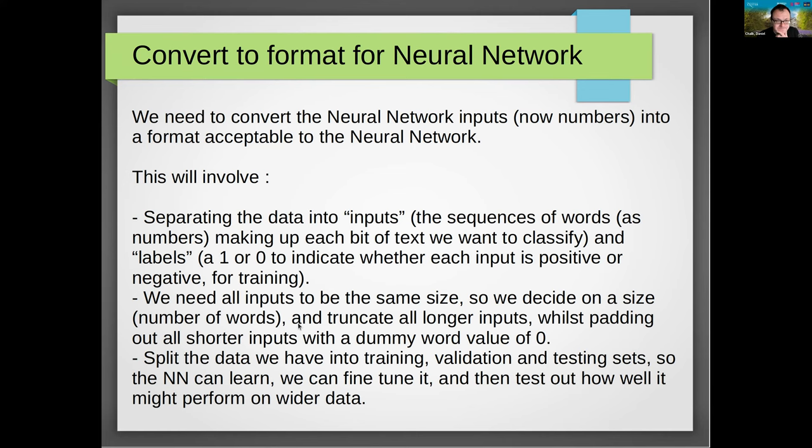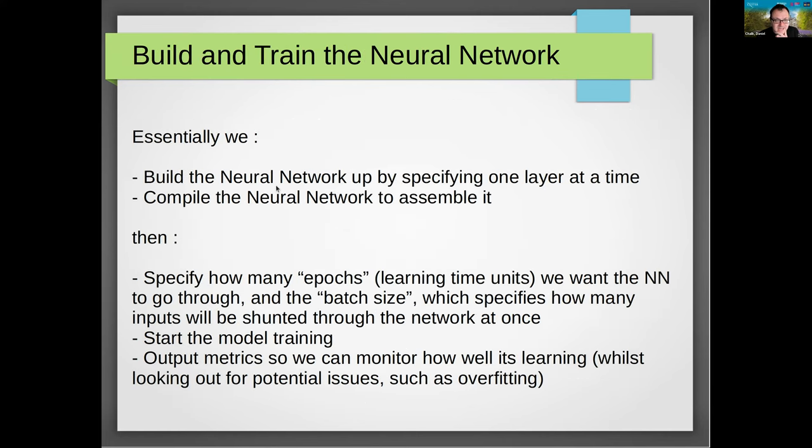So building and training the neural network, this is the same as we went through in module 7. We're building the neural network up one layer at a time, although we'll do it slightly differently this morning. And then we compile the network to assemble it, and we specify the optimizer and the loss function and all that stuff. The same sort of stuff you've seen before.